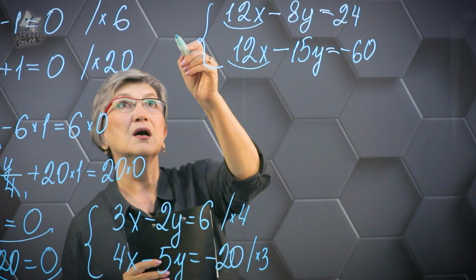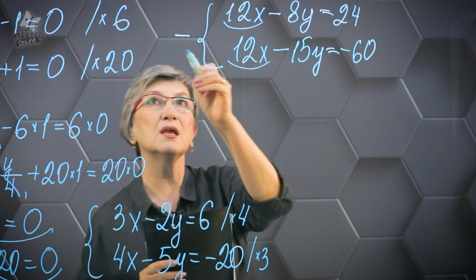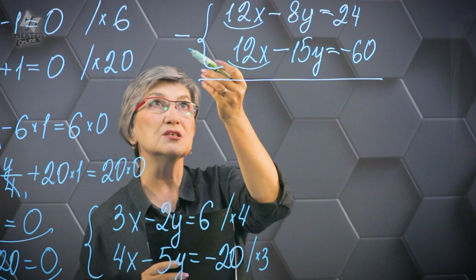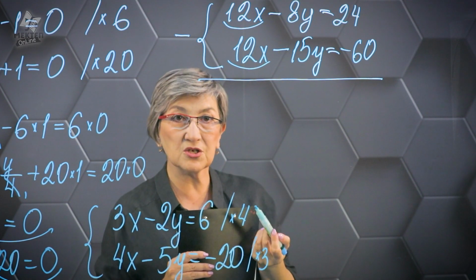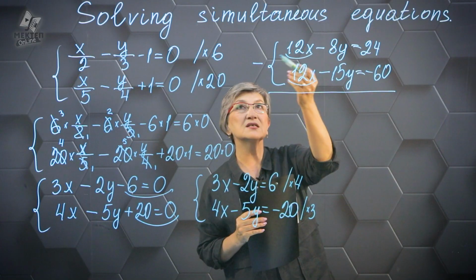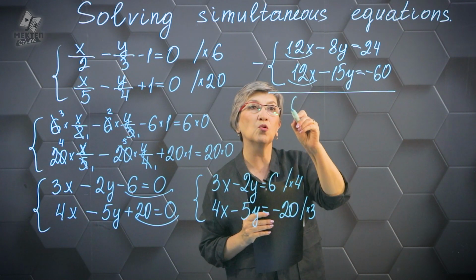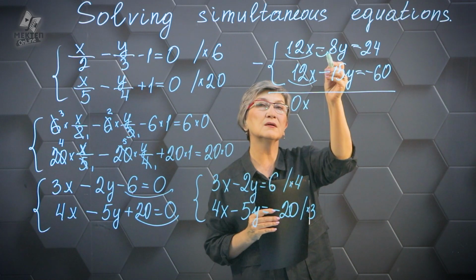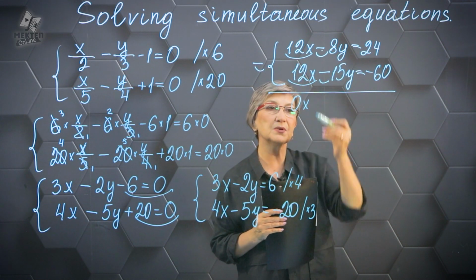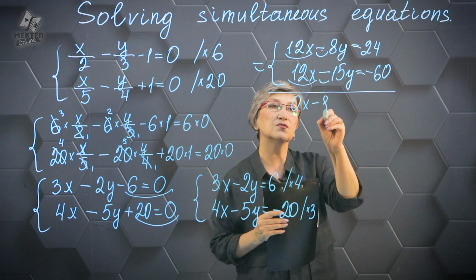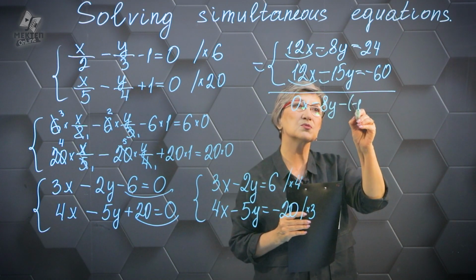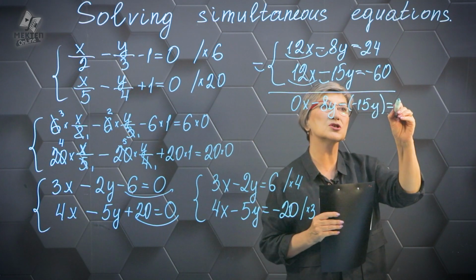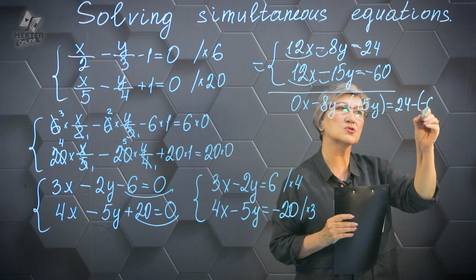Then we can take the second equation away from the first equation. We can combine them, but 12x plus 12x results in 24x. If I take 12x away from 12x, I end up with 0x. Be careful. Subtracting: minus 8y minus negative 15y equals 24 minus 60. How much will that be?